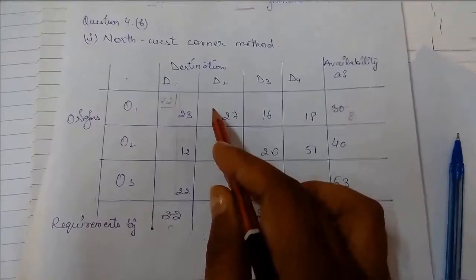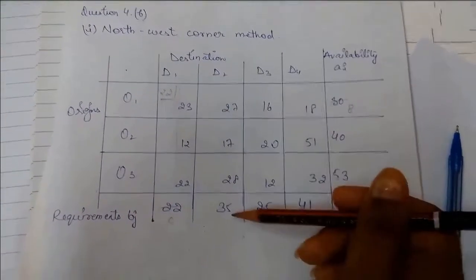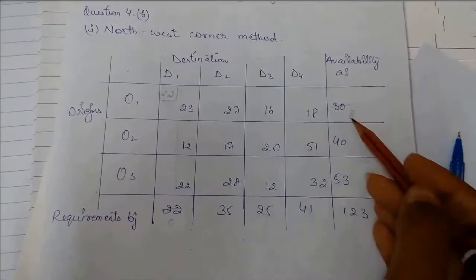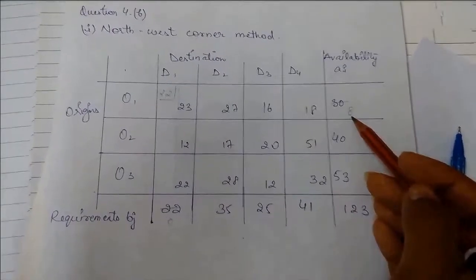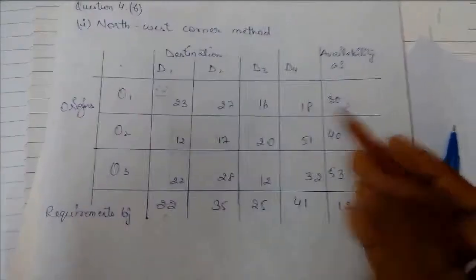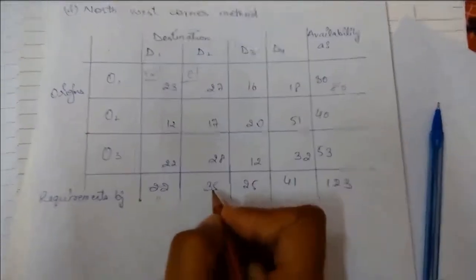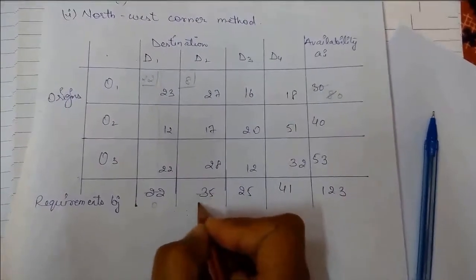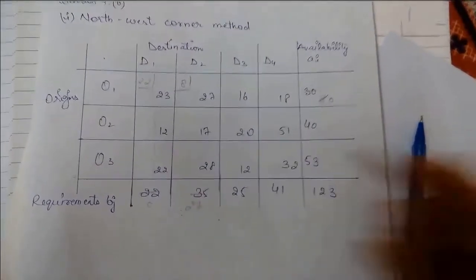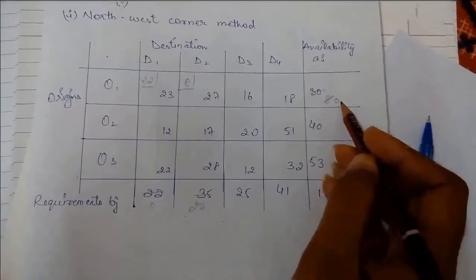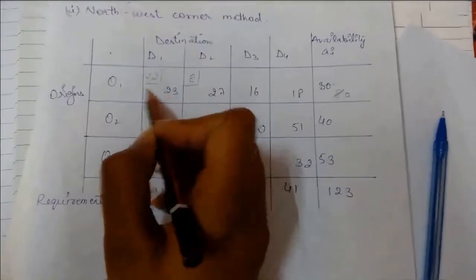So the northwest corner is this one. Requirement is 35 and availability is 8. So availability is less than requirement, so we'll allocate this 8 here and make it 0, and subtract 8 from this 35. Now it is 27. So now this has become 0, so we have to cut off this row.